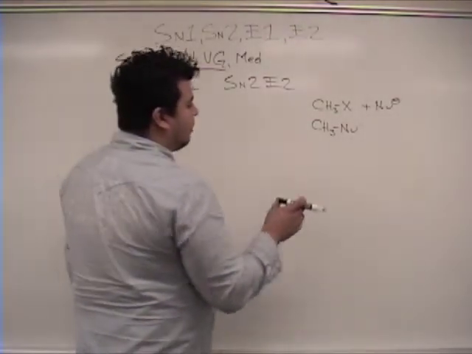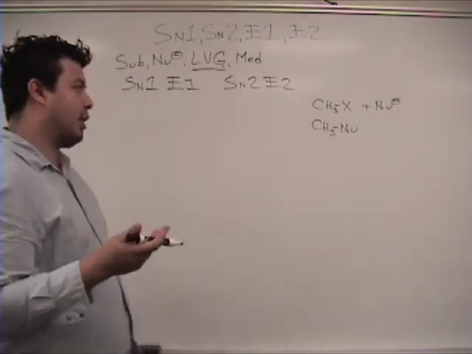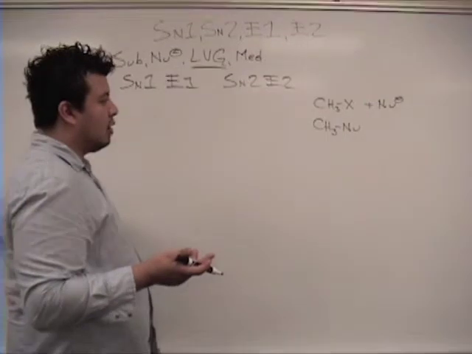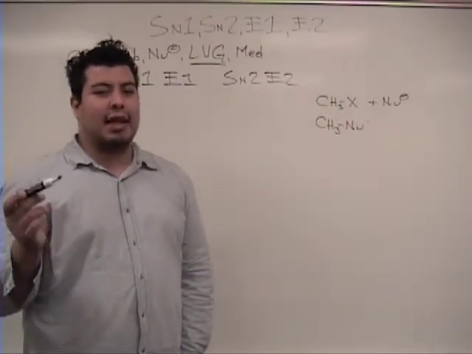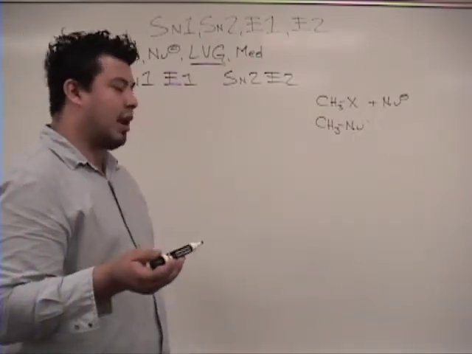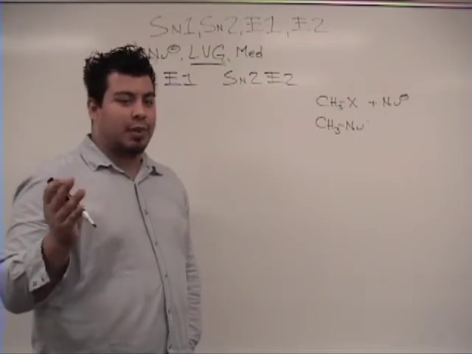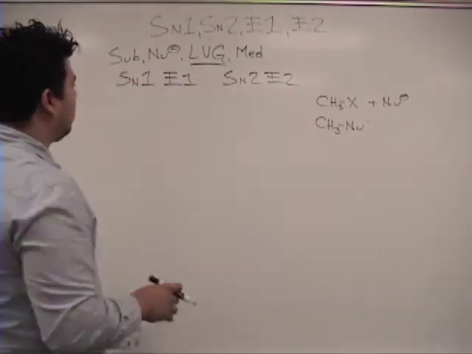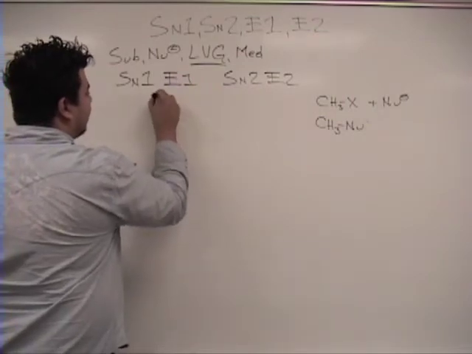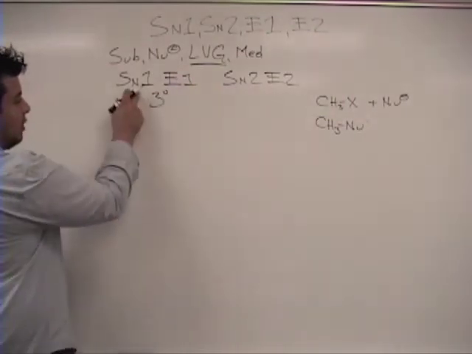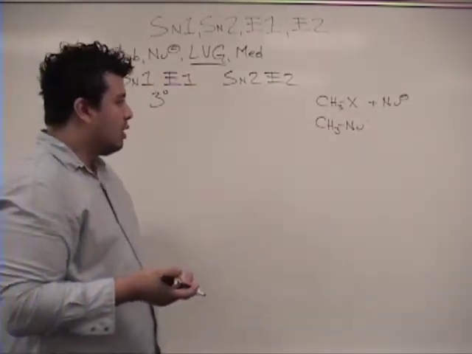So if your leaving group is a tertiary, for example a tertiary halide, you can imagine that when it leaves, it makes a pretty decent carbocation. It makes a tertiary carbocation. It's pretty stable. So that leaving group is going to leave. So if we say leaving group tertiary, it's going to favor Sn1 and E1 because those are carbocation intermediates.